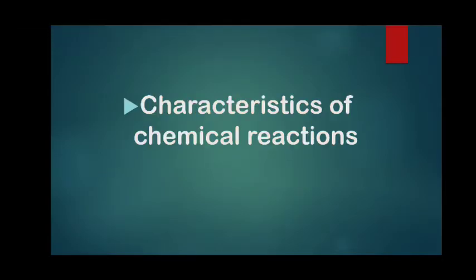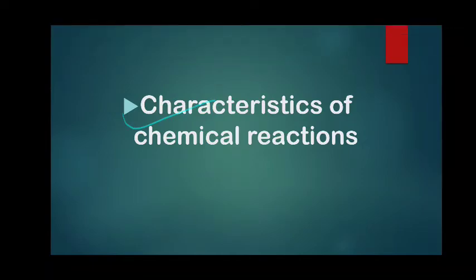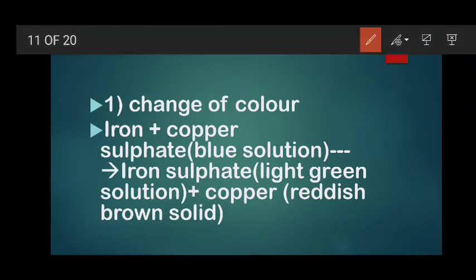Now, next is the characteristics of chemical reactions. Clear? Chemical reactions are characterized by certain changes that can be easily observed. They help to recognize the changes in the reactants and the formation of new products. Some of the characteristics I am going to discuss. The first one is change of color. In some chemical reactions, a change of color takes place when reactants form the products.